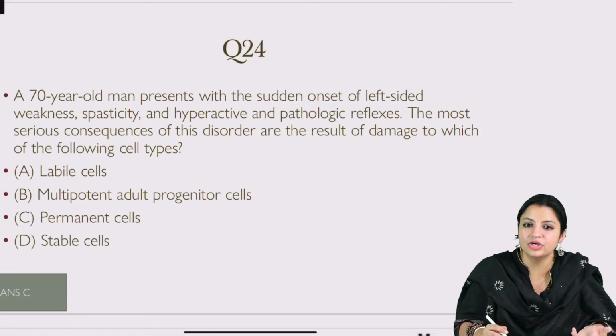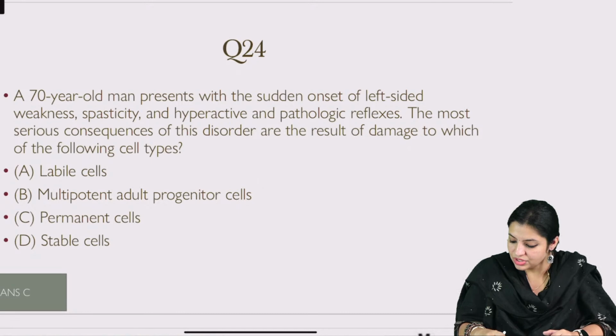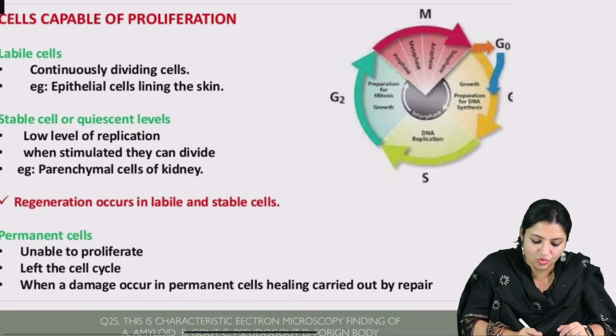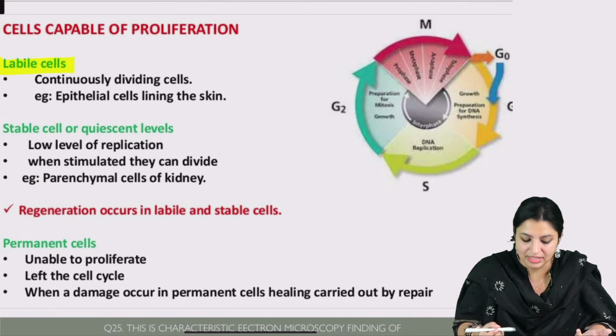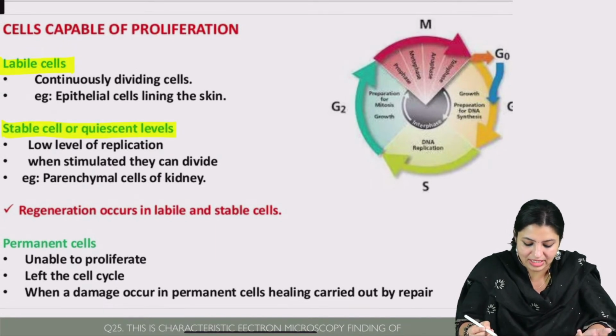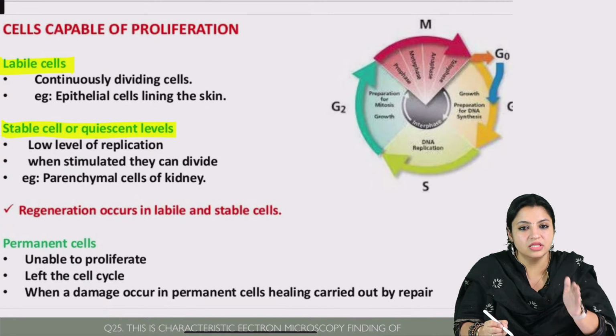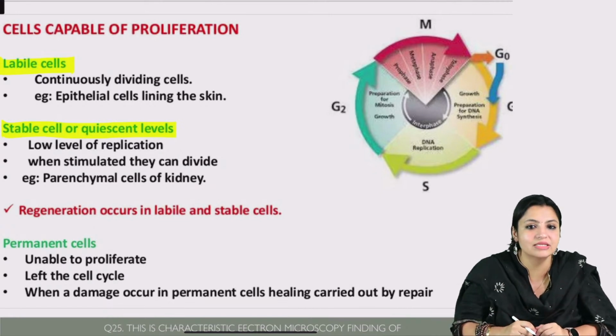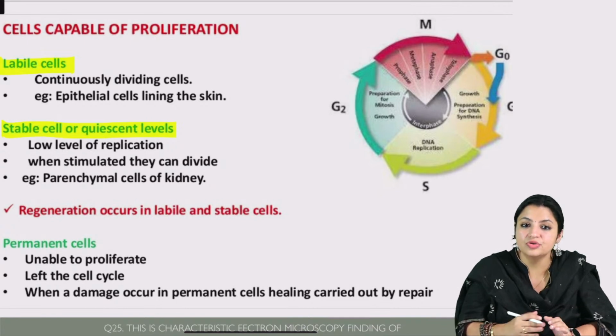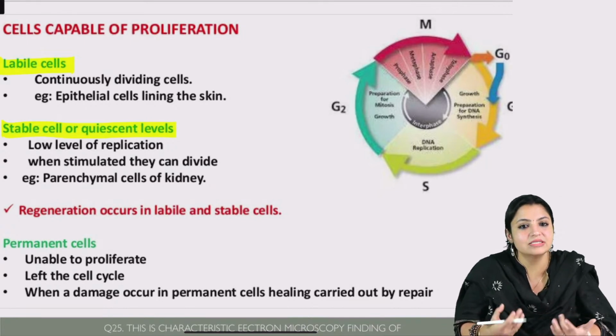So basically I wanted you to know labile cells, permanent cells and stable cells. Labile cells are continuously dividing cells like skin cells. What are stable cells or quiescent cells? Normally they have a low level of replication, but you can push them to divide whenever your need arises, like kidney cells. So regeneration always occurs in labile cells and stable cells.